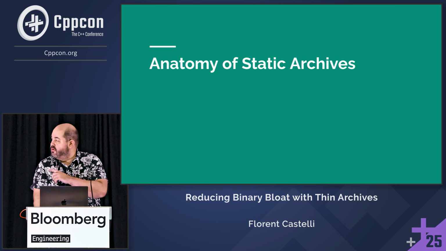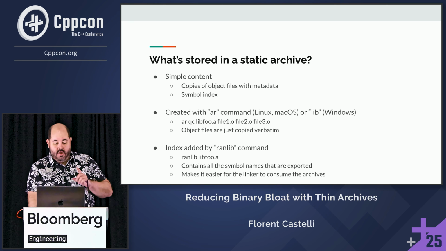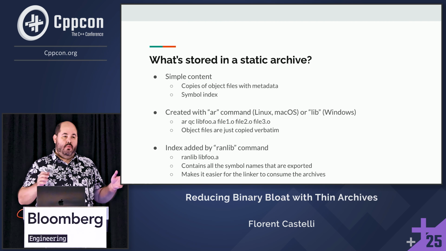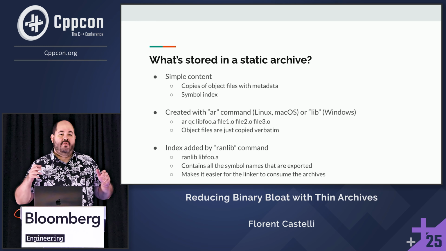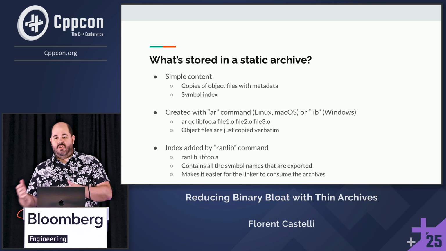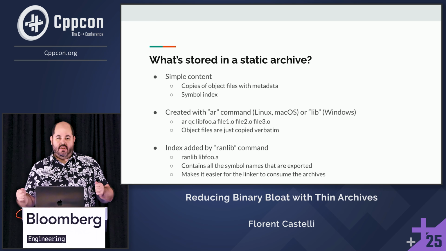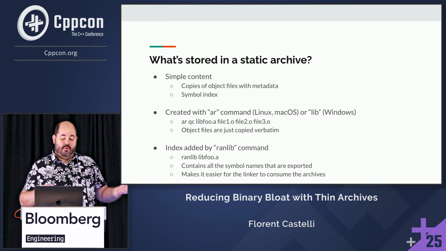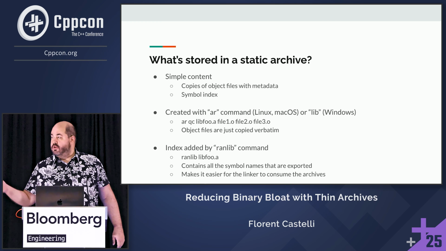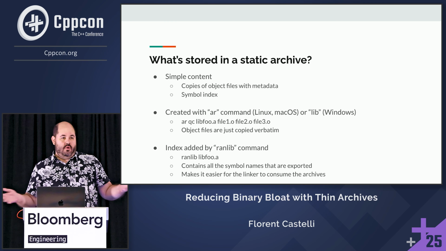Let's dig into static archives, because a lot of people don't know much about them. So what's stored in a static archive? Well, you have a copy of object files with some metadata, and you also have a symbol index, which is a list of all the exported symbols from all the object files in there, which the linker uses to make things go fast. Typically, the archiver program you're going to use is going to be ar on Linux, macOS, BSD, or lib on Windows. I'll show you some command line, which is very simple: ar qc, output and then inputs. That copies all the files in there.